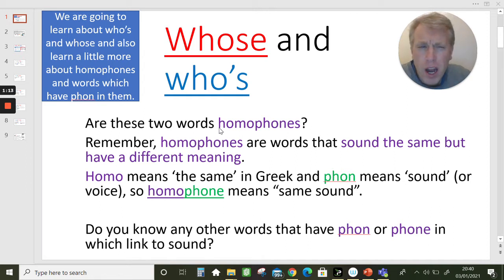Now, before we go any further in our lesson, we're going to start our starter. I'd like you to try and think of some other words in English that have phon, spelt P-H-O-N, or phone, P-H-O-N-E. So can you think of some words in English that have phon or phone in, where that means sound? Pause the video, have a think. Can you think of 3 words? Or 5 words even?